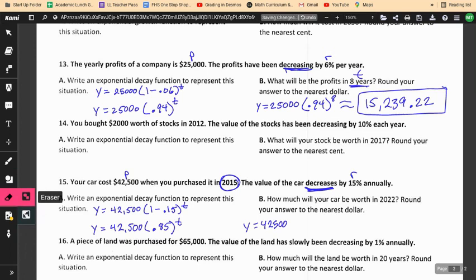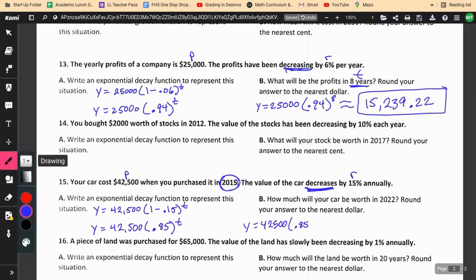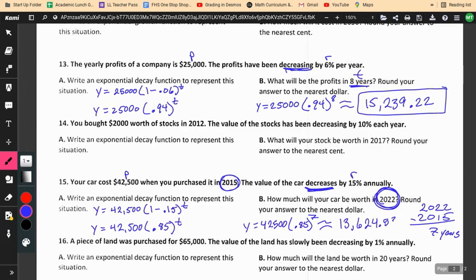I have one too many zeros there. Times 0.85. And again, I need to figure out what I'm going to raise the 0.85 to. So how much will the car be worth in the year 2022? So again, 2022 minus 2015 gives me 7 years. So I'm going to raise it to the power of 7. This is money, so we're going to round to 2 decimal places. Whenever I calculated that earlier, I got a grand total of $13,624.53. So my car has depreciated in value by quite a bit.